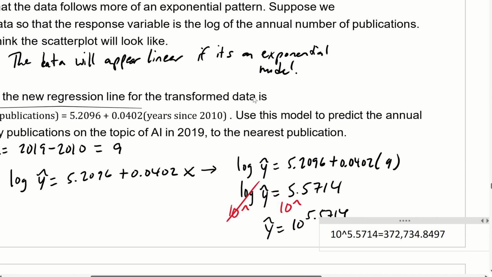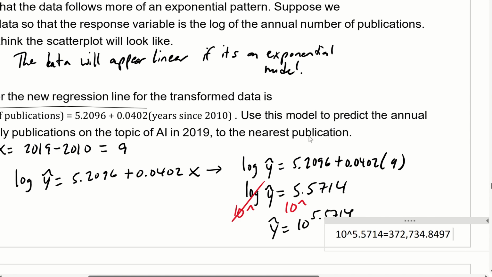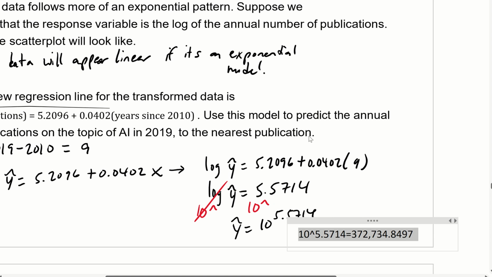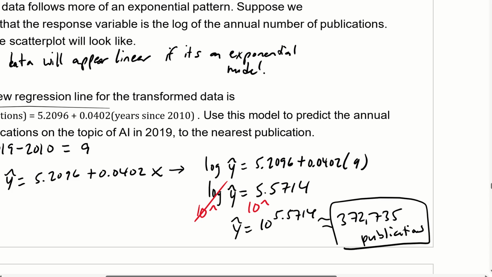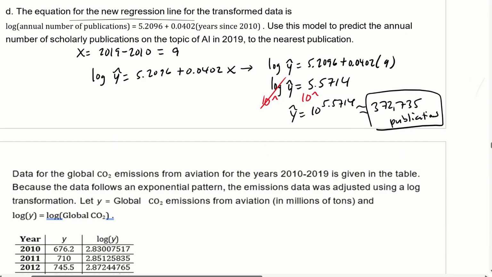So about 372,735 publications. Okay, all right, there you go, that's that one.